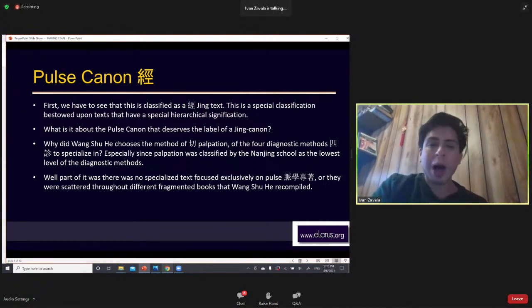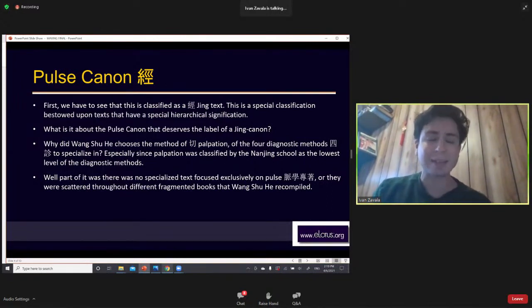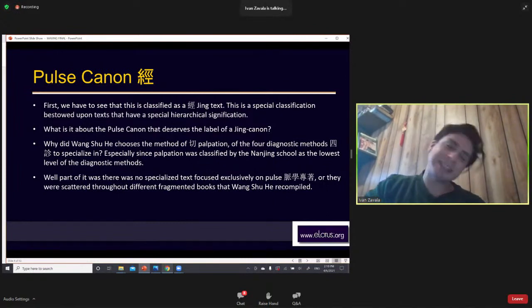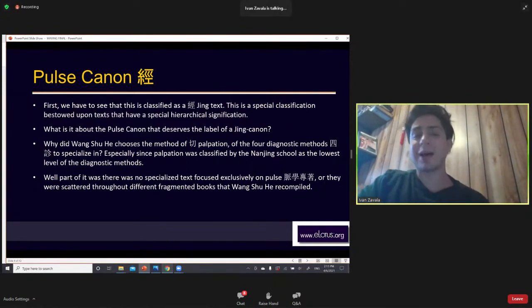Now, why did Wang Shehe choose to specialize in palpation, the pulse, among the four diagnostic methods? Especially since palpation was classified by the Nanjing school as the lowest level of the diagnostic methods. So he's revolving his whole discussion of writing around the method that is seen as the lowest by some other canonical texts. So that's an interesting inquiry: why is he so focused on the pulse when it's classified as the lower level of the diagnostic methods? Even though nowadays we hold it as the highest because it seems like the hardest, right?